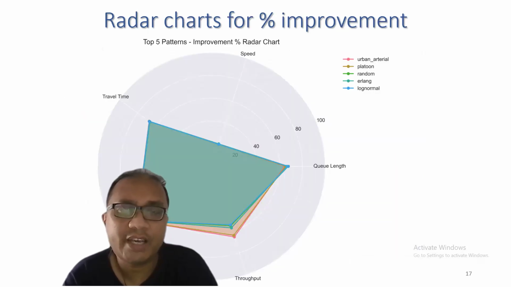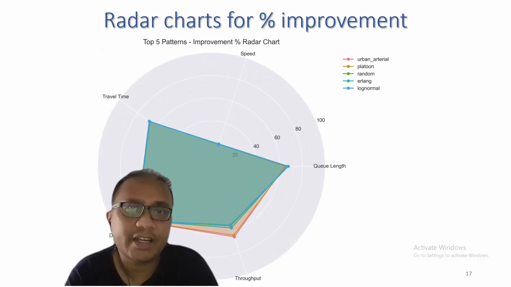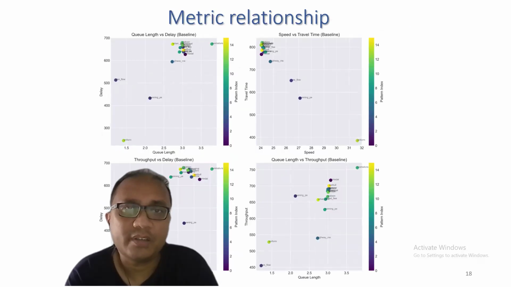And if we look at the radar chart, I plot using the 5 patterns, the most improved pattern, urban arterial, is provided as one of the best. Then platoon and log normal are also good. Log normal and random headway patterns also provide good results. And this is the radar chart we can see, using the five top patterns, those that are most improved using DQN over the rule-based model.